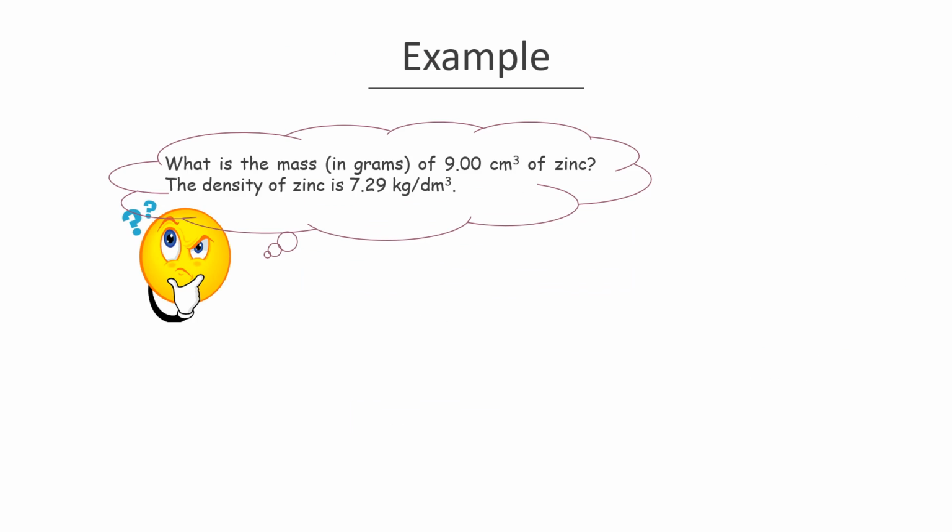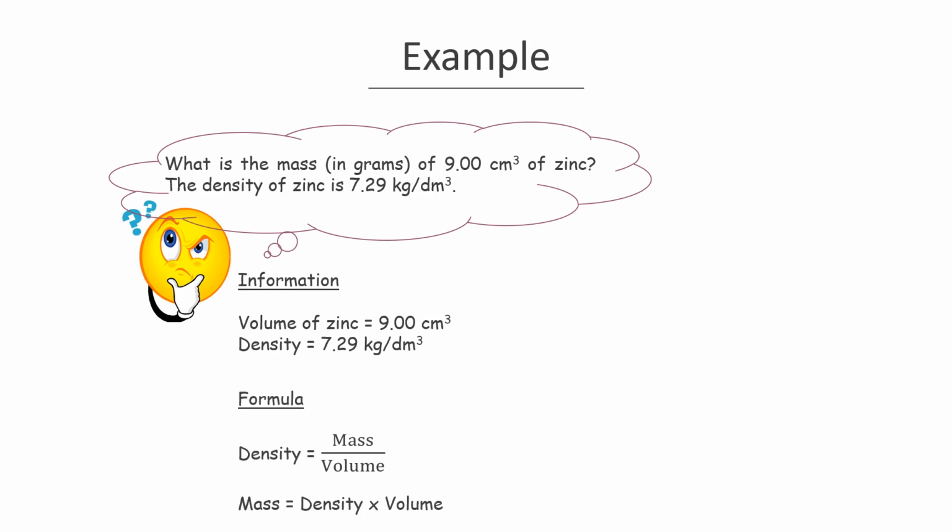So example here, what is the mass in grams of a 9.00 cm cube of zinc? Given here, the density of zinc is 7.29 kilogram per dm cube. So what we need to do first is extract the information. The volume of zinc given here is 9 cm cube, and the density is also given here, 7.29 kilogram per dm cube.